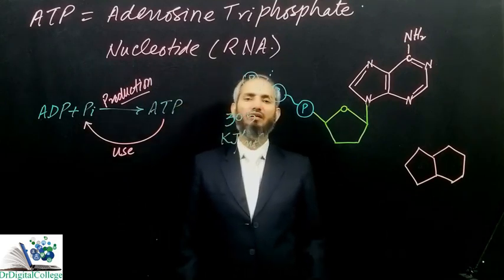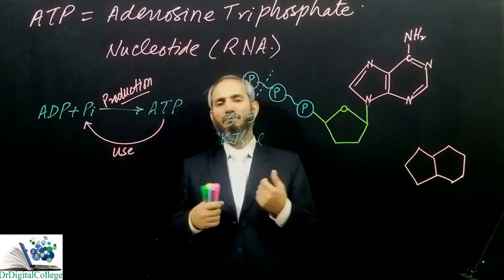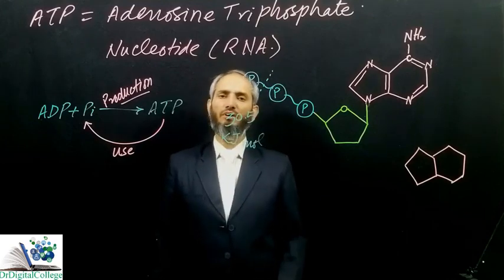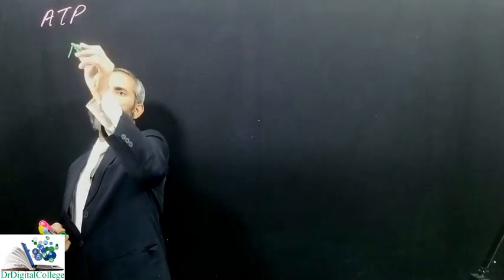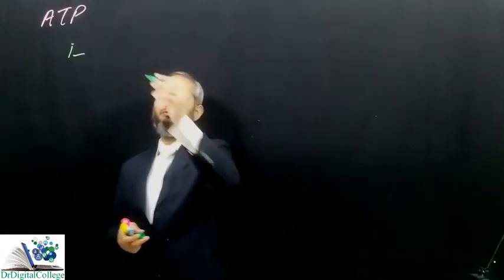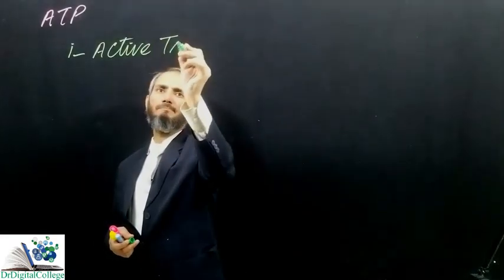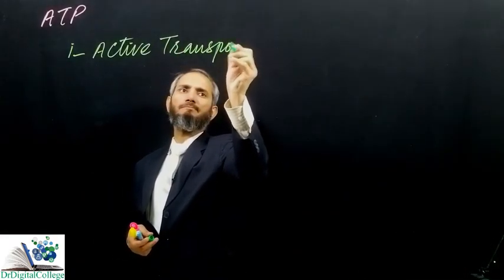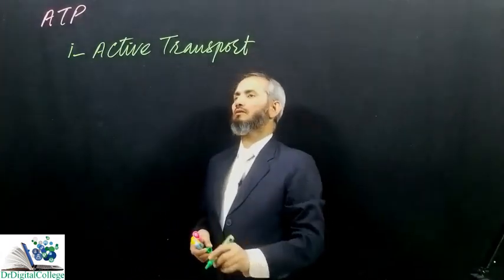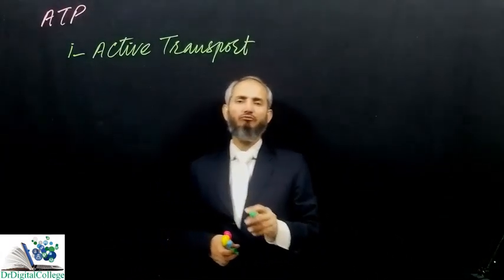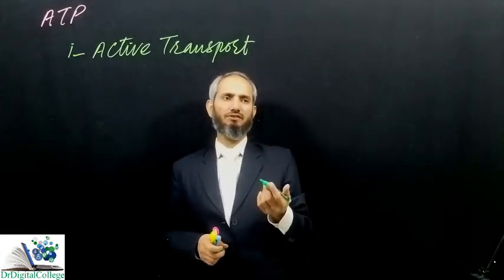Now let's see what are the different uses of ATP in the body of a living system, such as a human being. What are its different uses? Number one, ATP energy is used for active transport. Active transport is the movement of materials by the use of ATP, independent of concentration gradient.